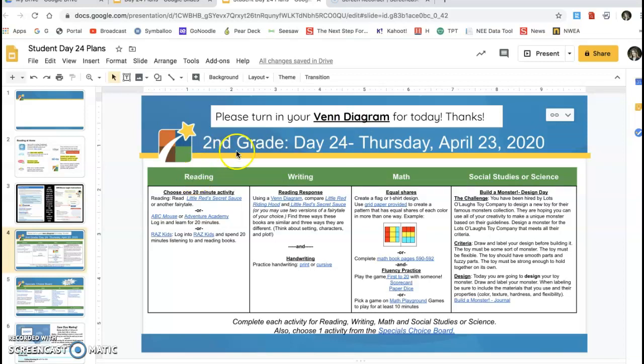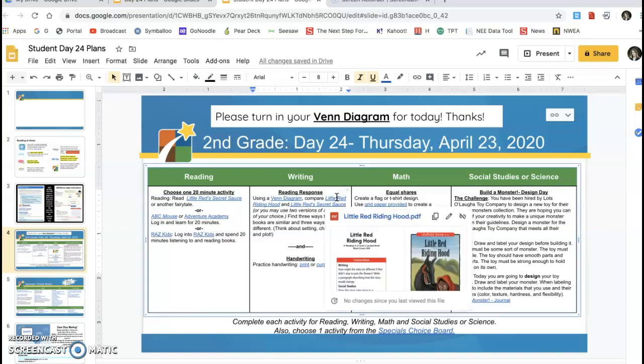You will have reading today, writing, math, and social studies. There's some fun stuff coming up today. So first of all, just know that that Venn diagram I was talking about is a Venn diagram you're going to do for writing today, where you are comparing and contrasting Little Red Riding Hood, the usual story, with Little Red Secret Sauce. So yesterday you should have read Little Red Riding Hood. If you didn't though, if you did one of the other reading activities, you're going to be reading that first.